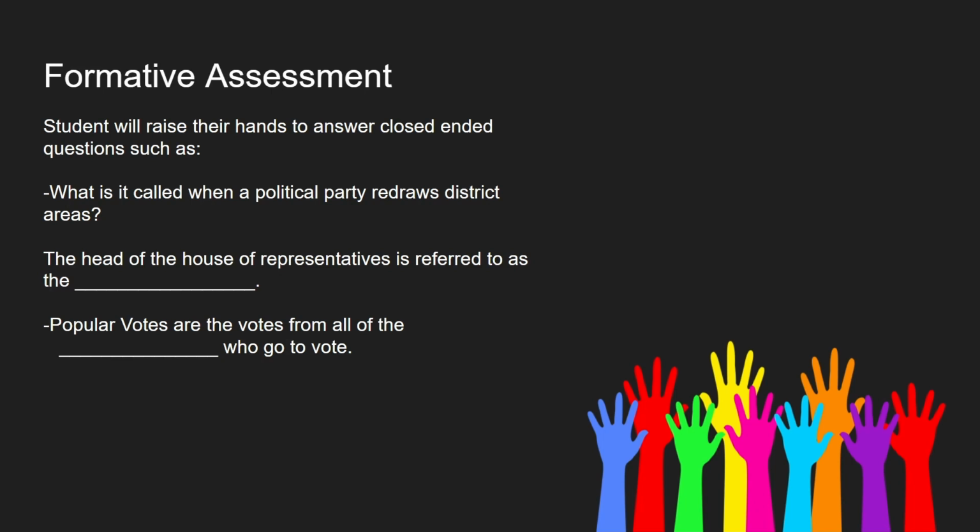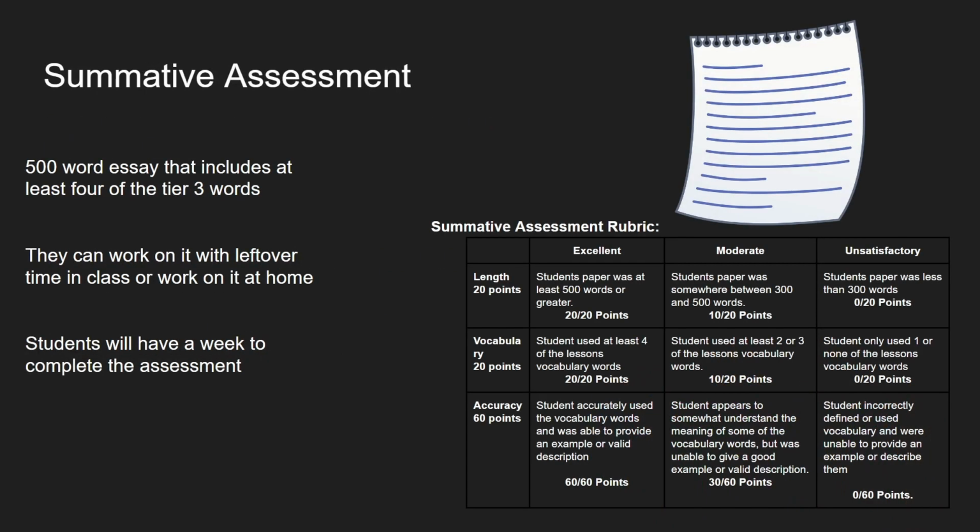Once the students appear to have a firm grasp of the subject, they will be ready to move on to the summative assessment. This assessment will include a short 500-word paper about the powers of the legislative branch while using at least 4 of the new vocabulary terms they have just learned from the lesson.